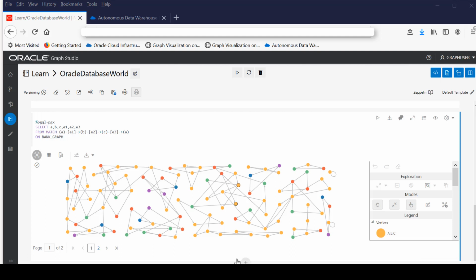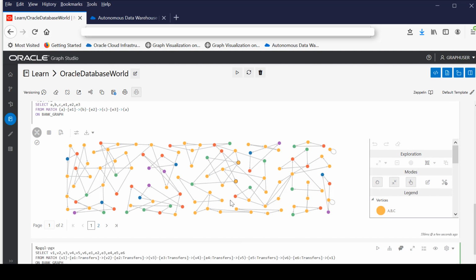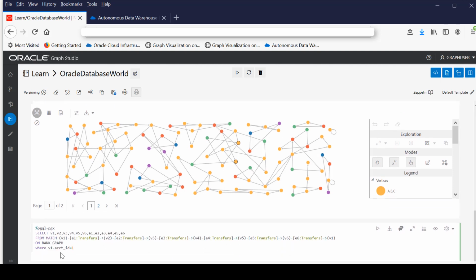So let me now run a different query where I'm going to look for a 6-hop cycle. I'm going to start with account ID 1. So I'm introducing the where clause here. I'm saying start with account ID 1, where V1 dot account ID equals 1. Start with 1, go through many different vertices, and come back to V1, the same vertex. So this is a 6-hop cycle that I'm looking to find.